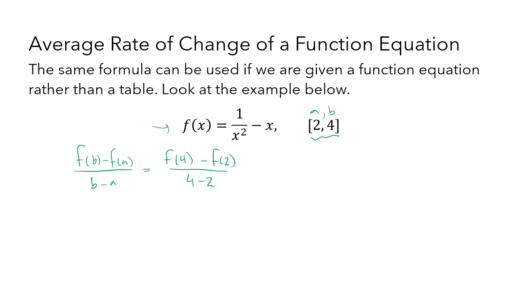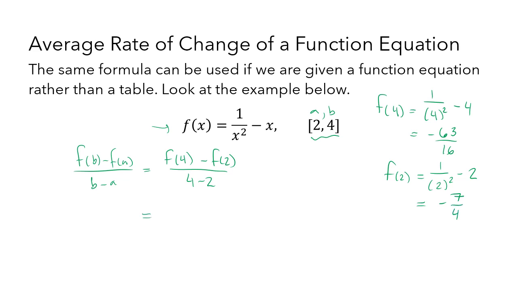So let's figure out what f of 4 is. F of 4 is going to equal 1 over, and we're going to evaluate the function at 4, 4 squared minus 4. So that's going to equal negative 63 over 16. Now let's find f of 2. F of 2 is going to be 1 over 2 squared minus 2. And that equals negative 7 over 4.